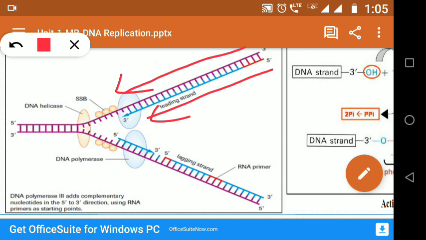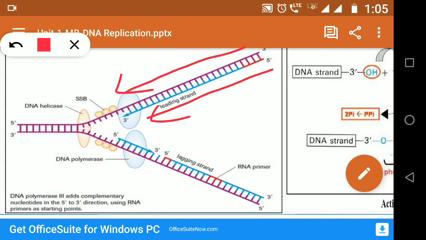So the synthesis always takes place from 5 prime to 3 prime direction, copying or reading or utilizing the template in 3 prime to 5 prime direction. Template will be in 3 prime to 5 prime direction. Newly synthesized strand will be in 5 prime to 3 prime direction. Okay, so this is the synthesis of leading strand.